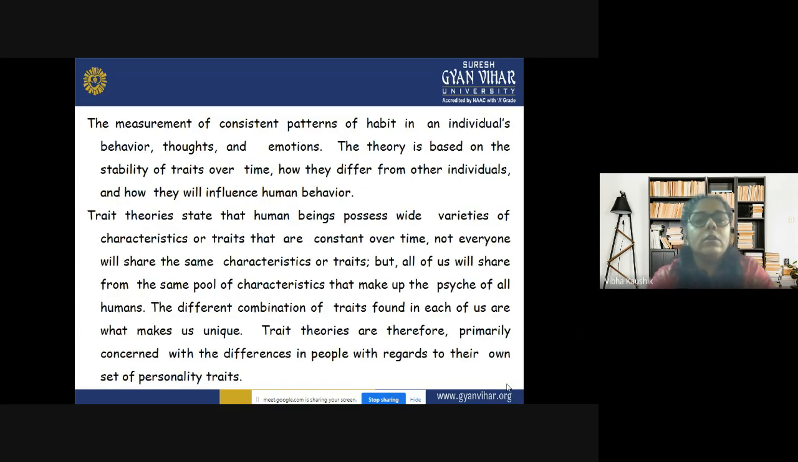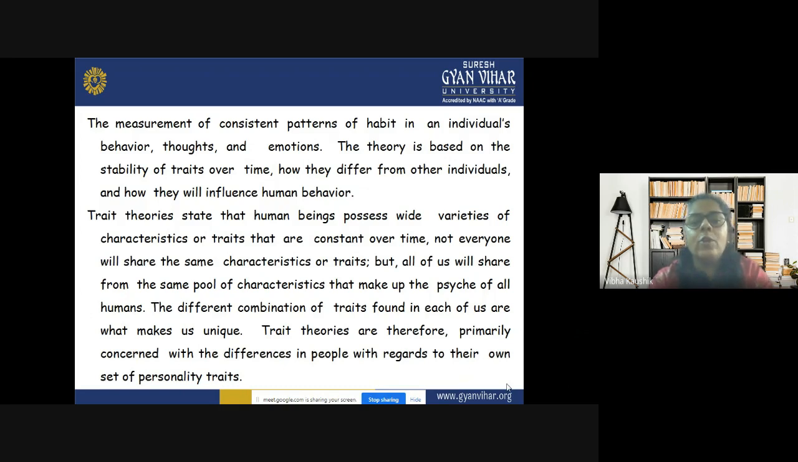Trait theory is the measurement of consistent patterns of habits in an individual's behavior, thought, and emotion: how he is behaving, what his thought process is, and what his emotions are. The theory is based on the stability of traits over time, how they differ from other individuals, and how these traits influence a particular human behavior.